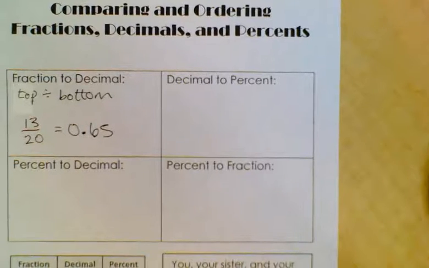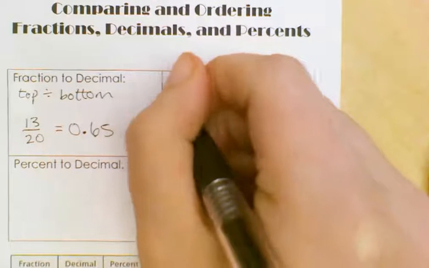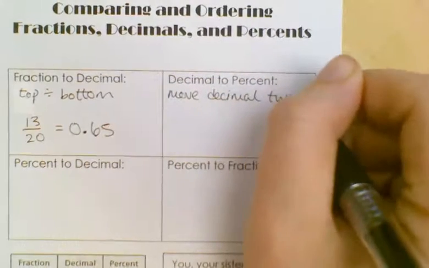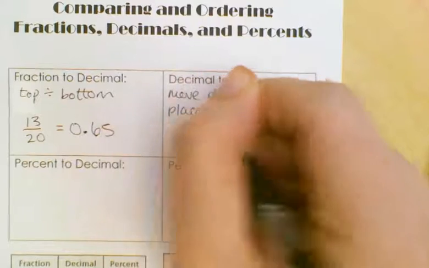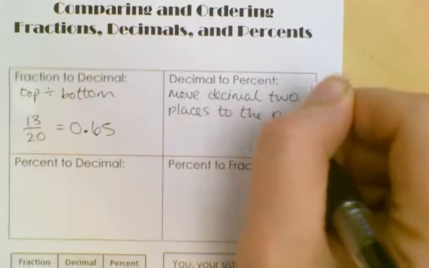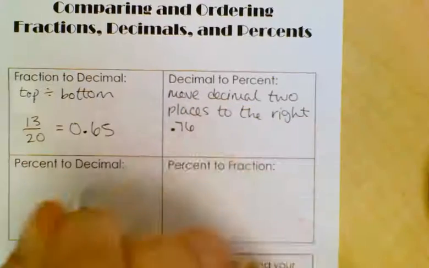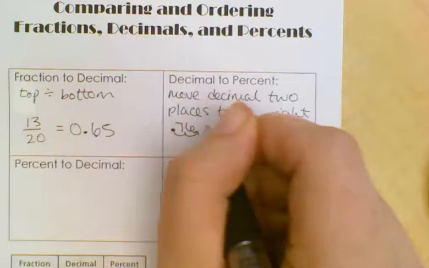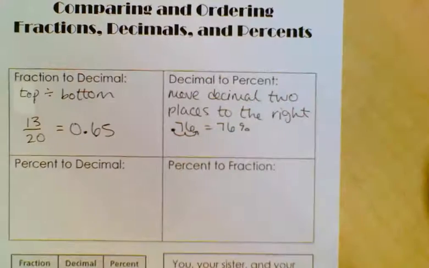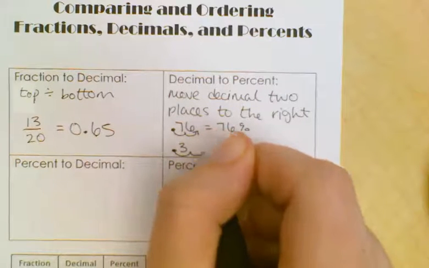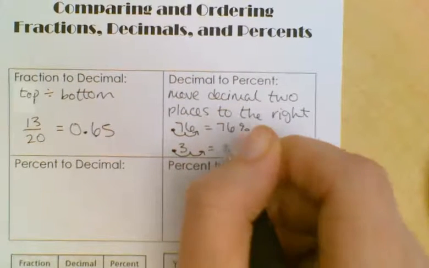Second, we'll look at taking a decimal to a percent. If I have a decimal and I need to change it to a percent, all I need to do is move my decimal 2 places to the right. So if I'm looking at a decimal like 0.7612, that is 76%. If I'm looking at something like 0.3 and I need to move it 1, 2, I need to fill in a 0 there. So that would be 30%.